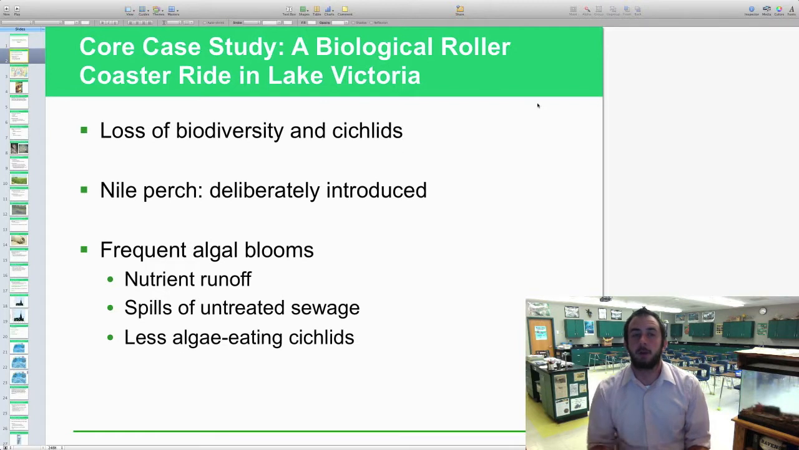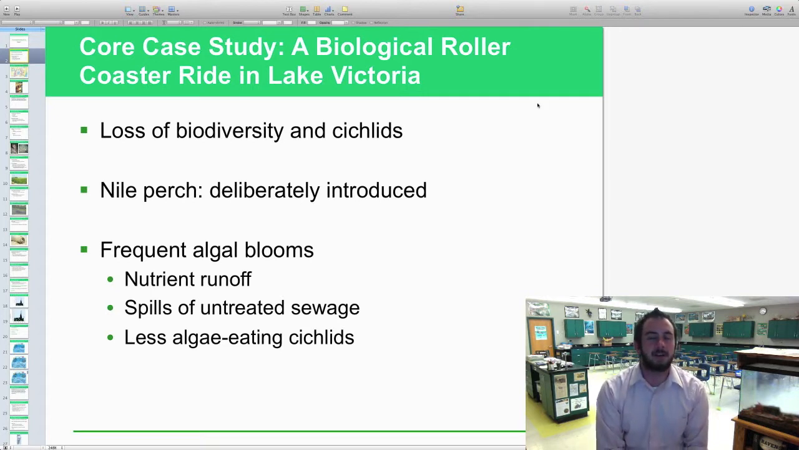Let's take a look at a core case study. It's on Lake Victoria, which is a lake in Africa, a very large one, that has kind of gone through a roller coaster as far as the ecology of the lake. We've seen a lot of loss of biodiversity in general, of different species, as well as the cichlid population, which are tropical fish that you can find a lot in pet stores.